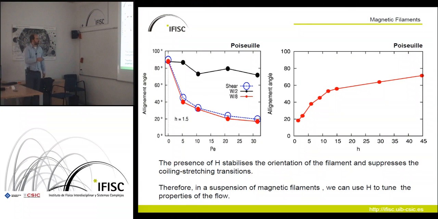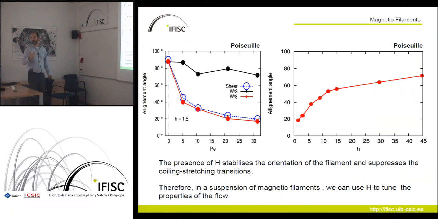And we can see, for instance, that when we increase the Péclet number, so this is the speed of the flow, we see that the angle decays. And if we increase the value of the field, the alignment of the angle with respect to the flow increases. So somehow here we have shown that in these systems we have two things. One is this stretching-coil transition, and with an external field we can modulate or tune this transition, the frequency at which it happens, or even block the transition and get the filaments always in a single, permanent orientation.